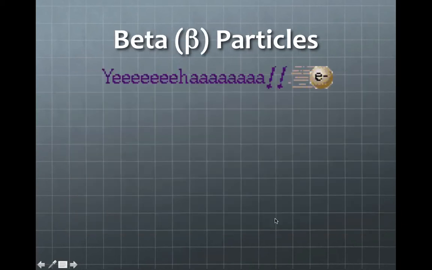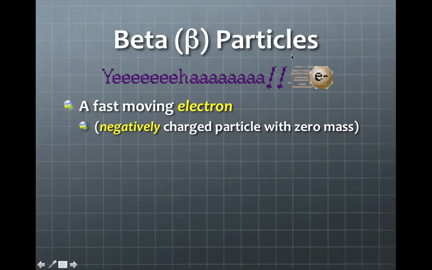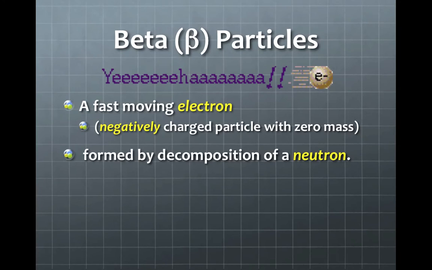Okay. So beta particles are the next one. Beta is a kind of a letter B with a little tail in Greek. So a beta particle is essentially, as this says, yeehaw, a really fast electron. Remember, electrons are negatively charged particles with 0 mass. They are so small that we basically say that they have no mass. So they are formed by decomposition of a neutron. A neutron can break down into a proton and an electron. And so they release the electron and you're left with nothing but the proton.